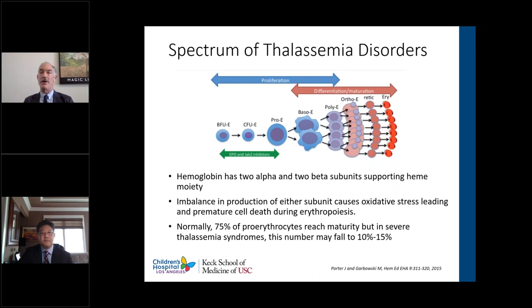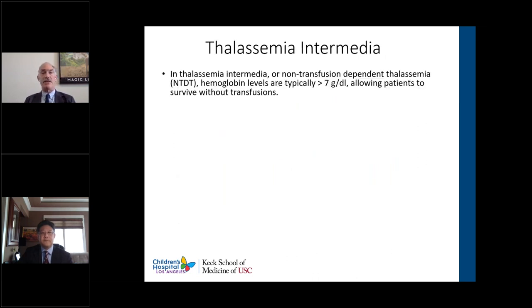It turns out that in all of us, only 75% of the precursors make it all the way to mature red blood cells, but in some of the severe thalassemia syndromes, that number can fall to as low as 10 to 15%. Well, if the defect is incomplete, some patients will be able to maintain a hemoglobin greater than 7 without additional therapies, and this is called the thalassemia intermedia syndromes, or NTDT.